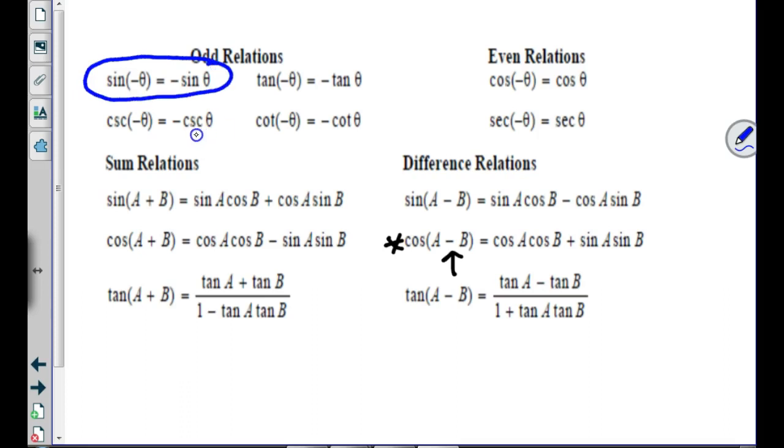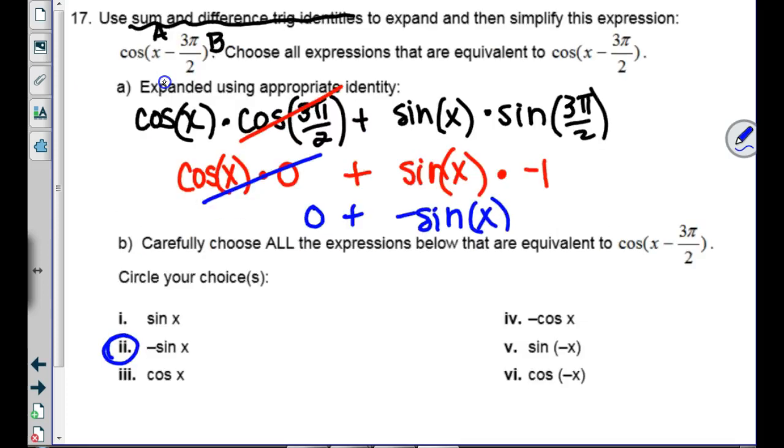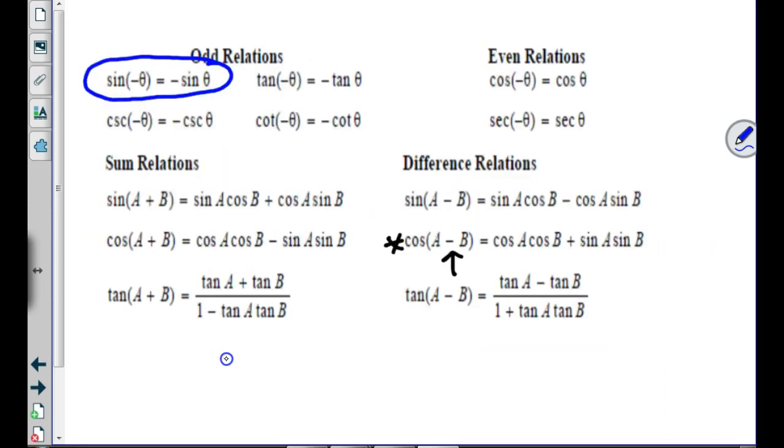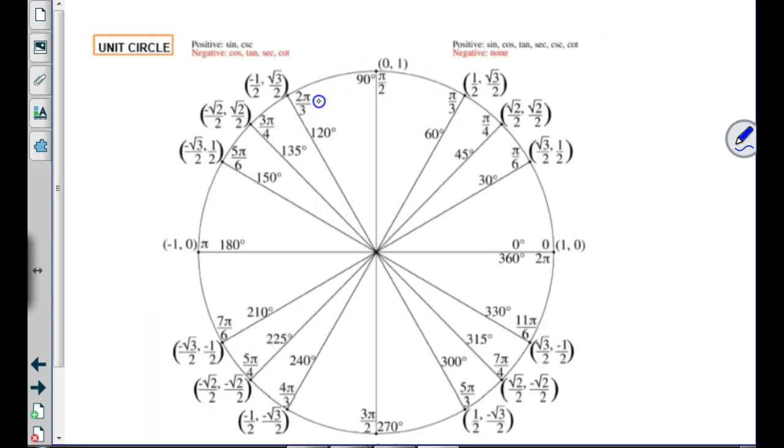Everybody see that? A negative sine of x is also equal to what? Of negative x, which is choice 5 over here. So it's quite likely that there's more than one choice, okay? Just make sure you look at those odd relations. Where was that? Here. Even and odd relations, okay? We good? So that's your hint on those.